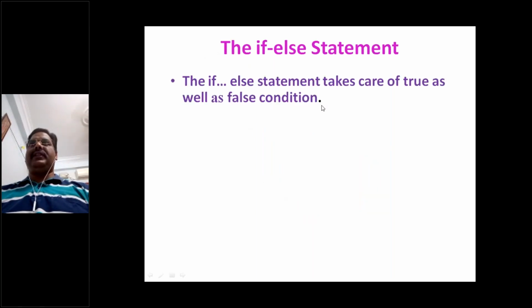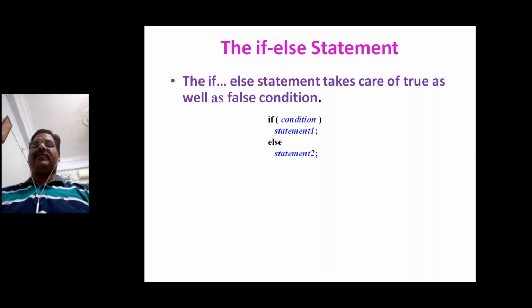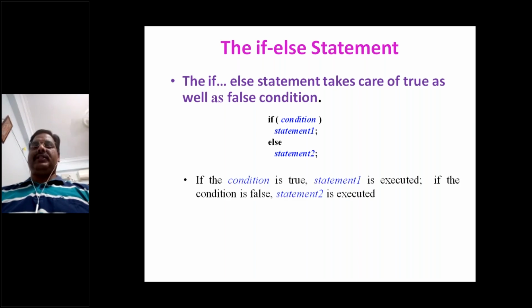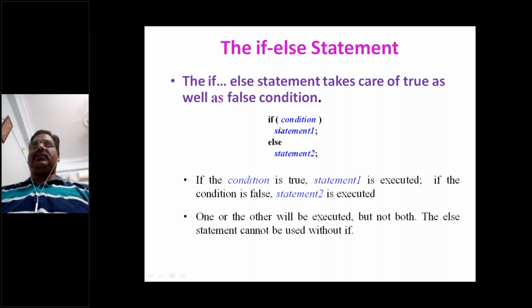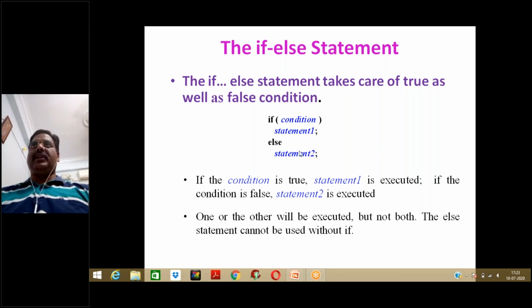So let us see now. The if else statement takes care of the true and false cases. The if block is also called the true block, and the else block is also called the false block. Okay, so this is the syntax. If is the keyword, within the brackets is the condition, and the statements inside are what we call the if, or true, block. Then else, the statements inside it are the else block, or the false block. If the condition is true, the statement is executed.